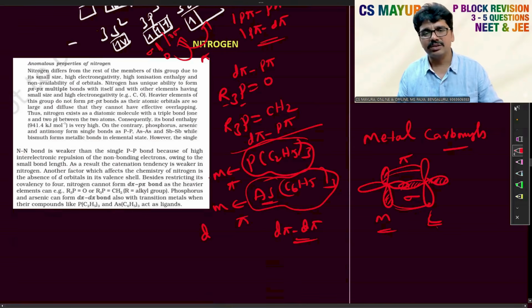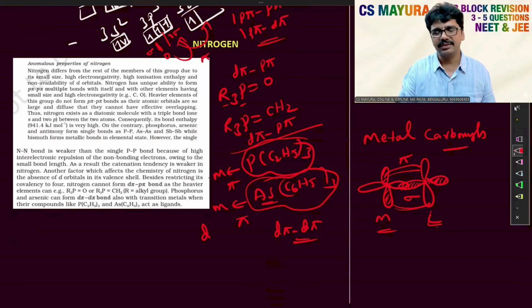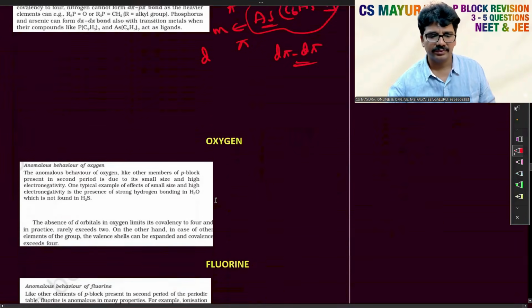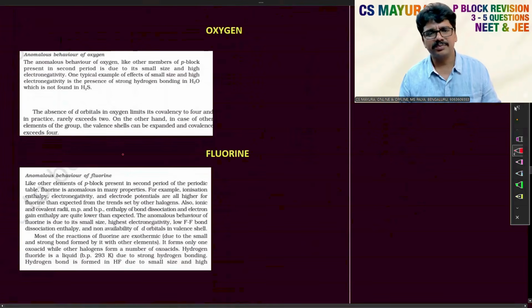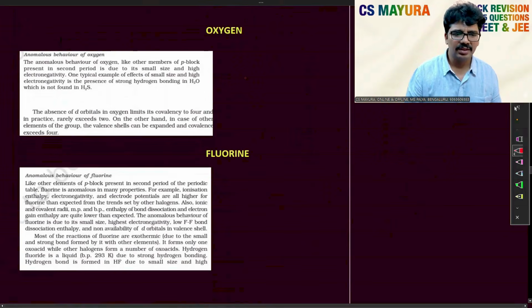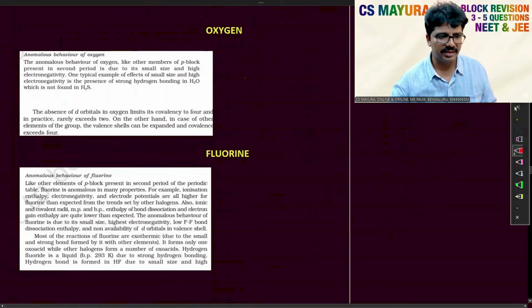Sorry, nitrogen always forms p pi. Phosphorus forms p pi d pi as well as d pi. These are the examples. Next, oxygen: maximum covalency as per the NCERT is 4. Already we discussed it, so there are no extra points here.